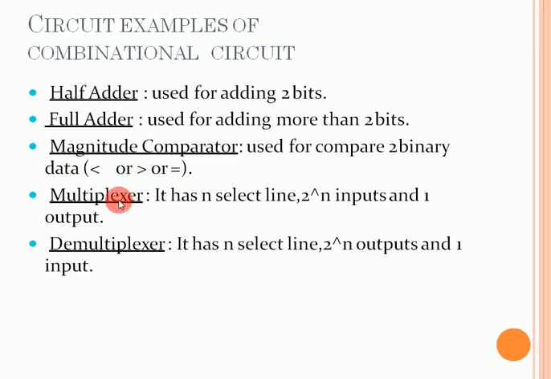The next combinational circuit is a multiplexer. This circuit has n select lines, 2 raised to power n number of inputs and a single output. The select line will decide which of the inputs will be shifted to the output. Next is a demultiplexer. This circuit has n select lines, 2 raised to power n number of outputs and one input. The select line will decide to which of the outputs this one input will be shifted.